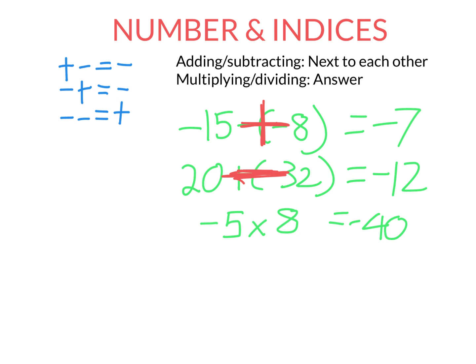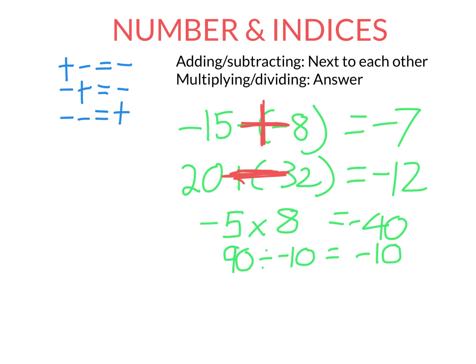Similarly for division, if you have something like 90 divided by negative 10, so here we have a positive divided by a negative. This rule tells us positive divided by negative gives a negative answer. So the answer will be negative 10.